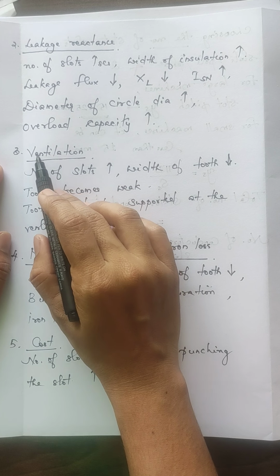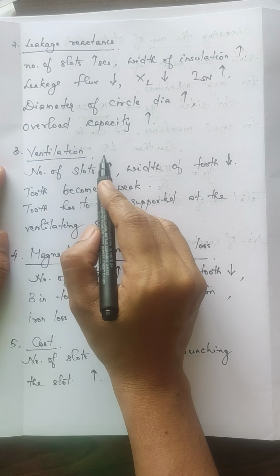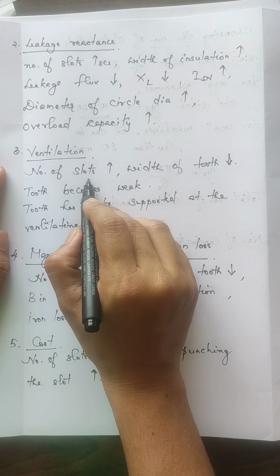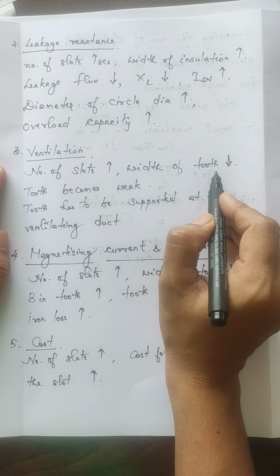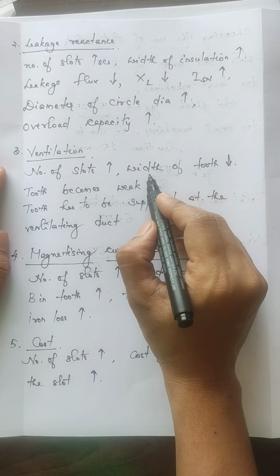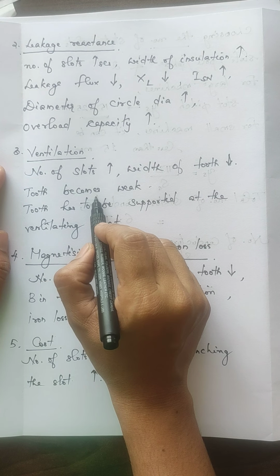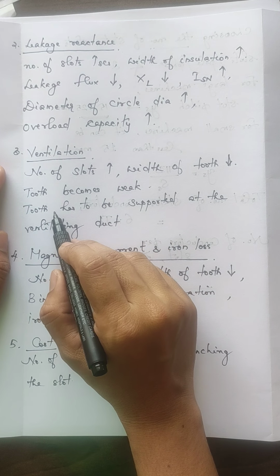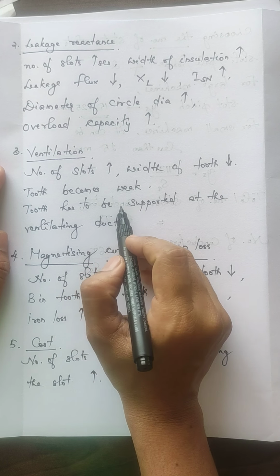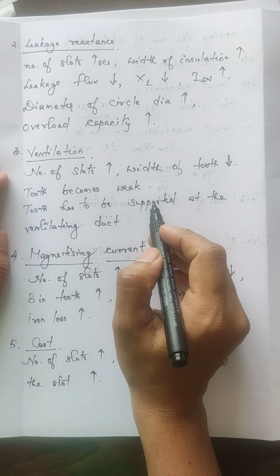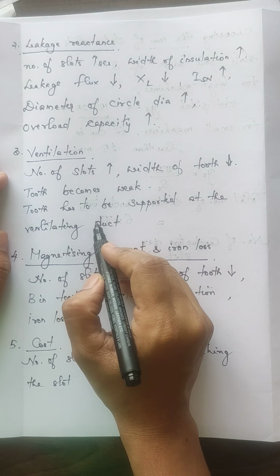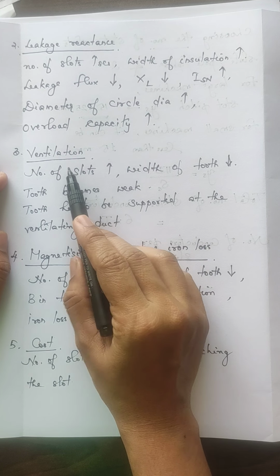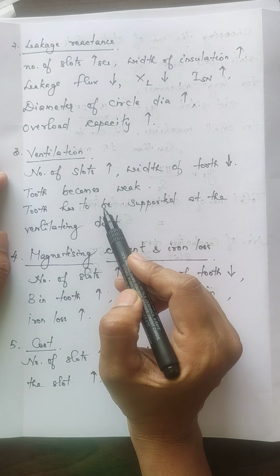Now the third factor that we have to consider is ventilation. Suppose we are using a large number of slots. More slots means the width of the tooth decreases. When the width of the tooth decreases, the tooth will become weak. As it is weak, we have to provide a separate support for the tooth, and the teeth are actually supported at the ventilating duct. This will obstruct ventilation. So there will be an obstruction to ventilation when a large number of slots are used.